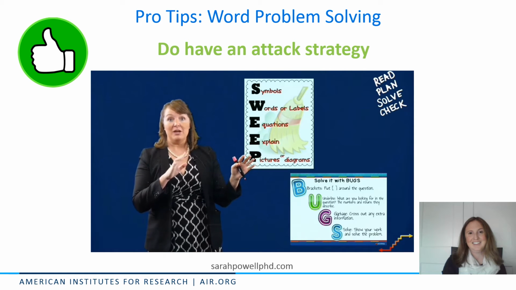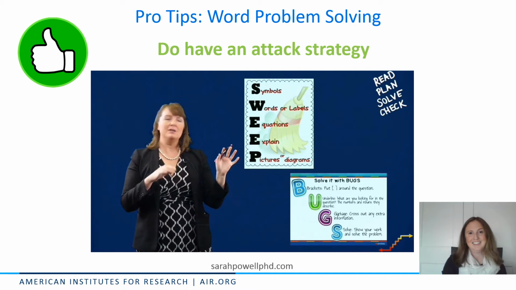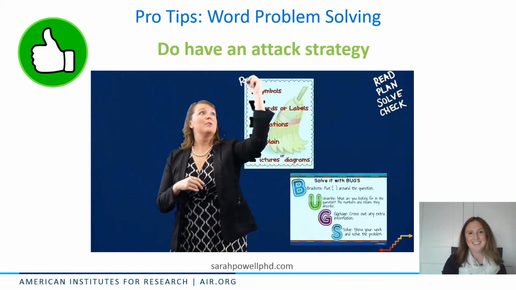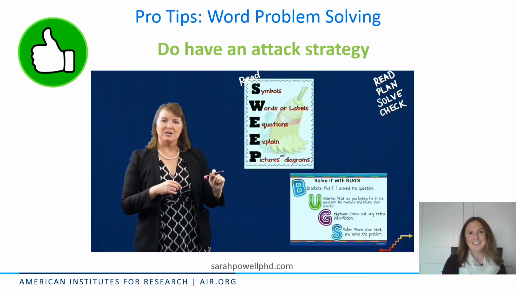So you could do two things. One, you could not use it, so we could cross that one out and not use it. The other thing is that you could add read to the list of the first thing that you do with the attack strategy of SWEEP.